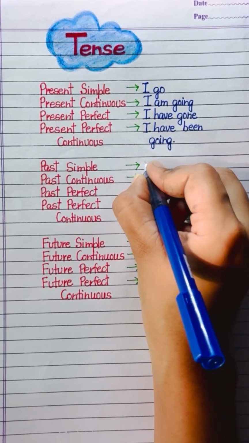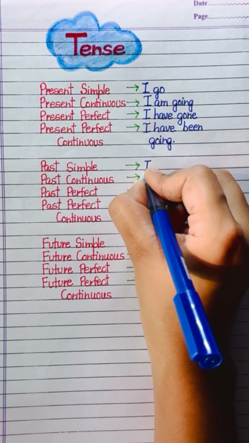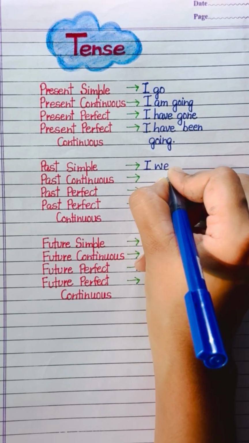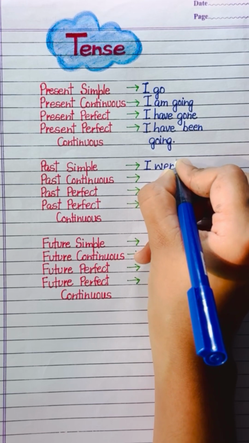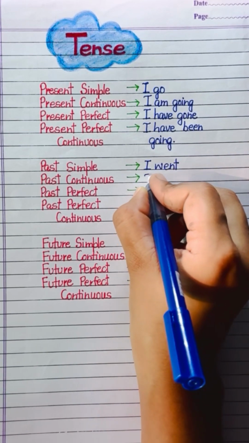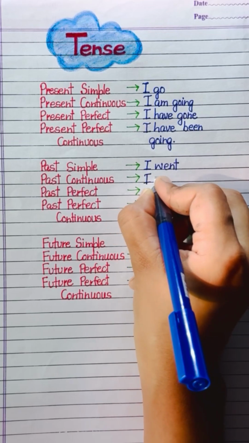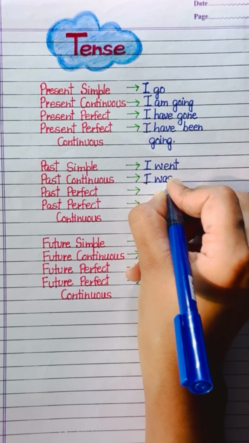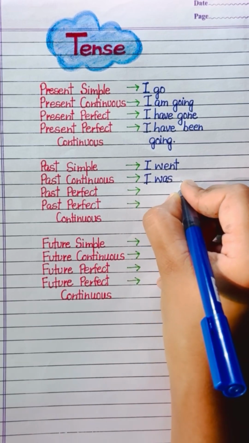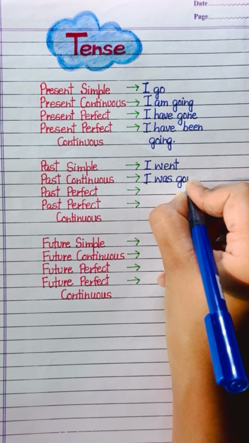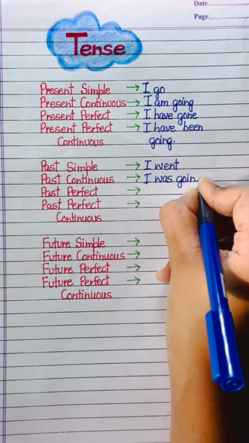Now move on to past. Past simple. In past simple tense, we use second form of verb. So here, the second form of verb of go is went. I went. Past continuous. In every continuous tense, we use the verb form that is followed by ing. So we use was, were, and here, I was going.